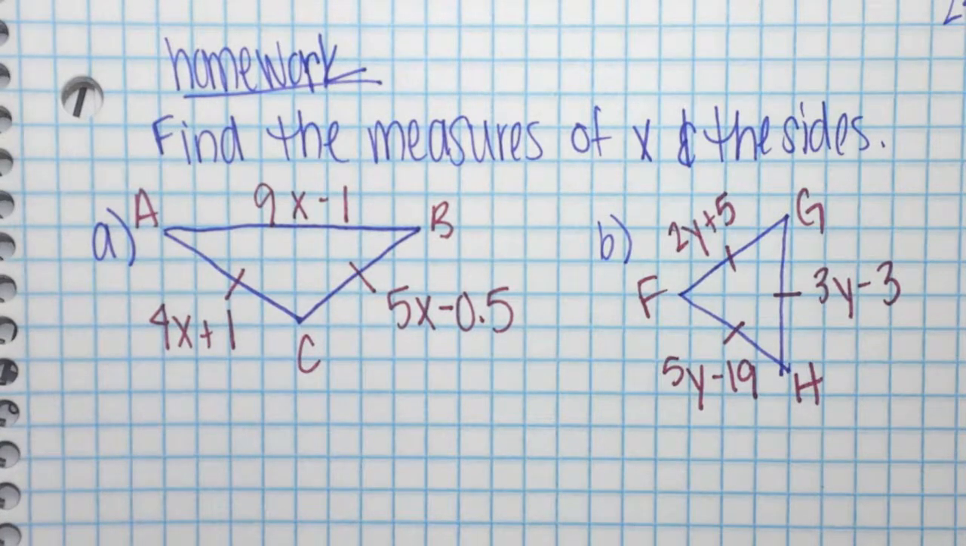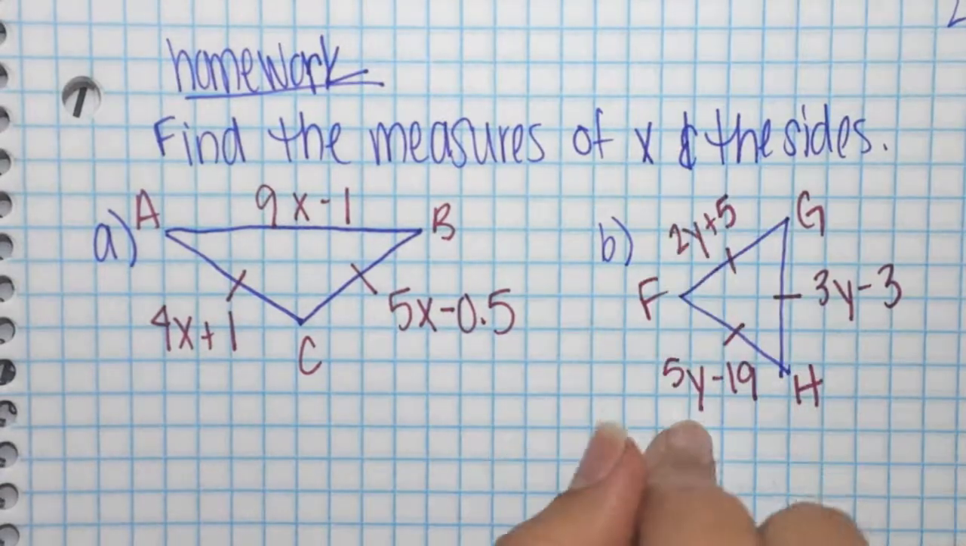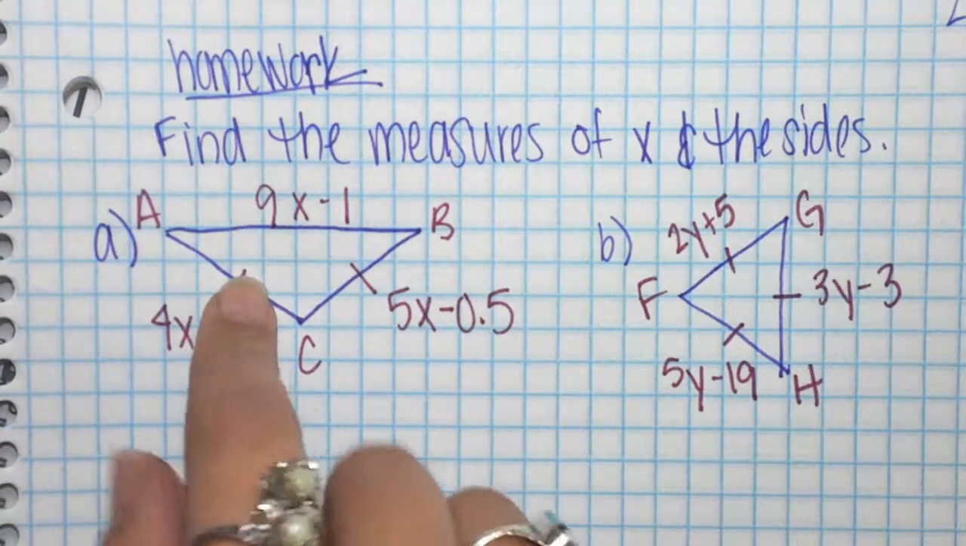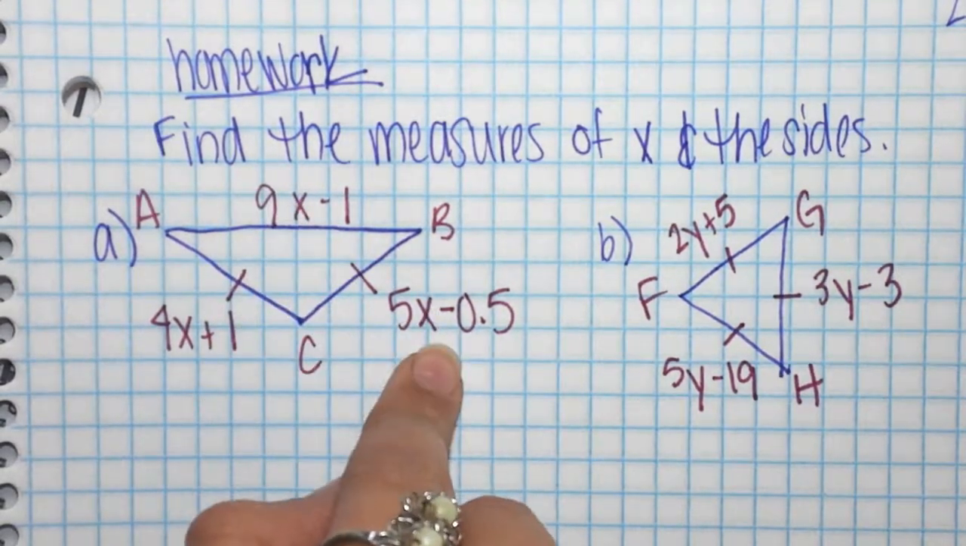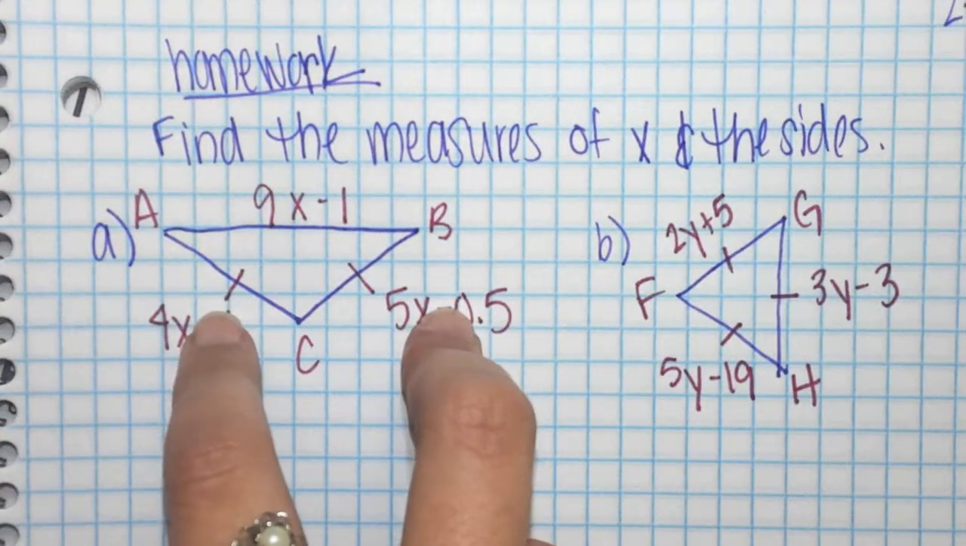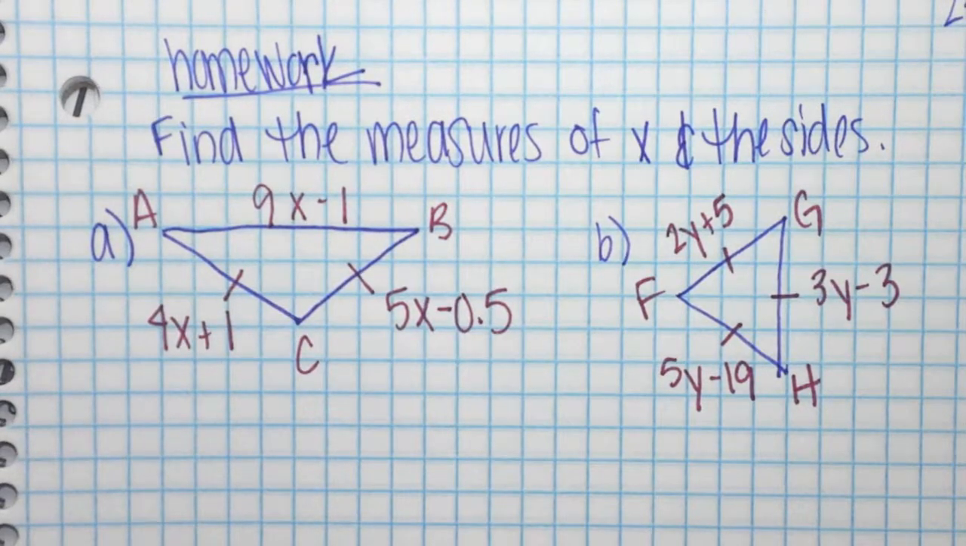Alright, so on number B, would you set all of these equal to each other or just two of them? Just two of them, not all of them, because the ticky marks mean that they're congruent. Now, over here on A, would you set 9x minus 1 equal to this? No, because that's not where the ticky marks are. Set the ticky marks equal to each other. Does everybody understand? Yes, ma'am.